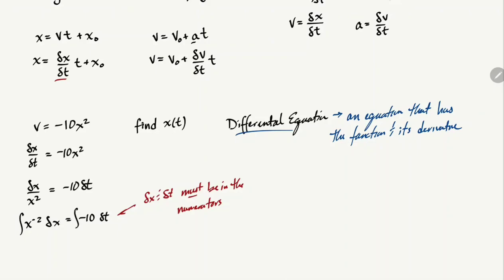If I do my power rule, that means I'm going to have x to the negative 1 over negative 1 equals, I'd pull out the negative 10. So negative 10, and then the integral of dt is just t. So I would have this as my equation. And then I can clean that up some more. So I really just have x to the negative 1 equals 10t.